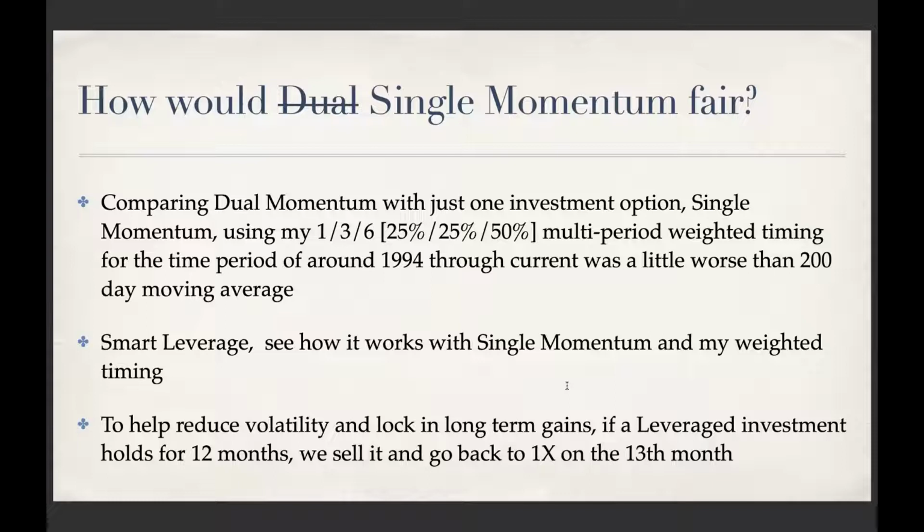But from 1994 through current, that method of just having the US market compared to a 200-day simple moving average was just a little bit worse, not significant. Well, okay, so then I thought, well, maybe this will work. And so then I brought it into my model and put in smart leverage, which is when the market has a 15% or greater drawdown at the end of any month. The next time we go into equities, we use leverage.